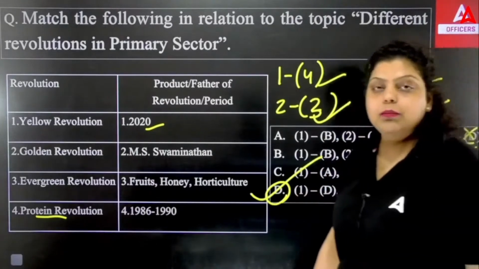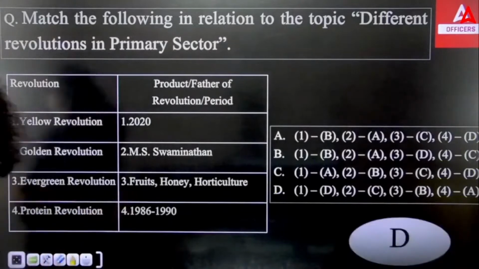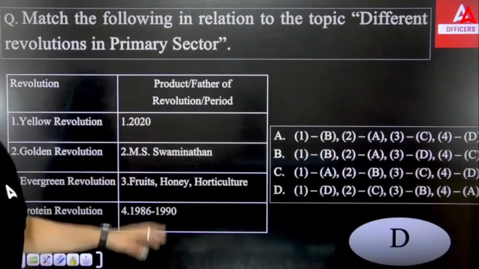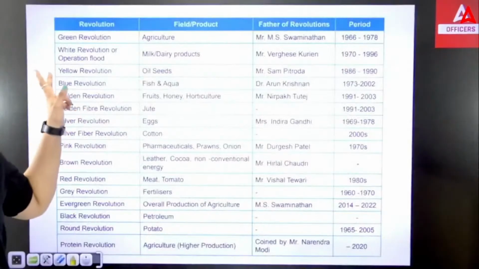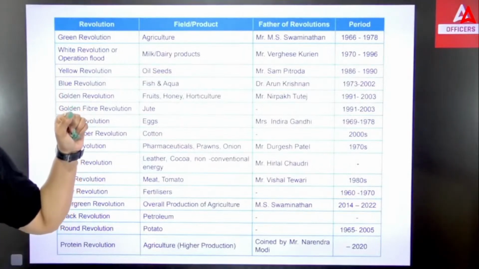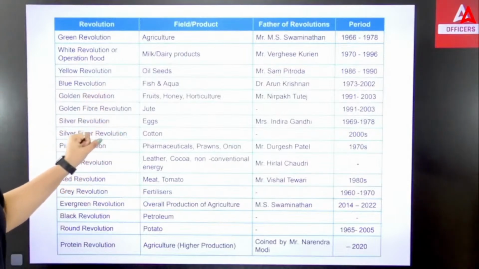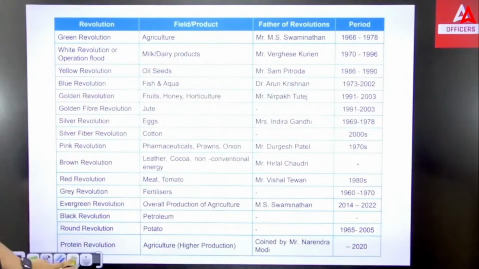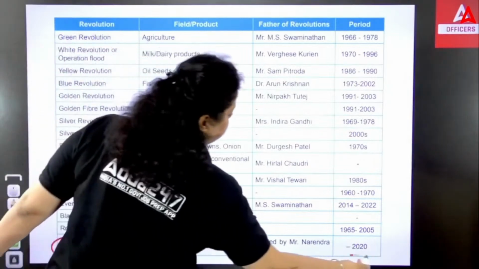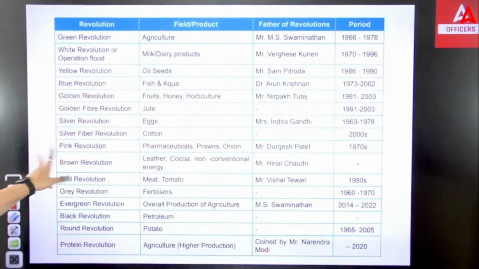So this is how you can match the following. You can answer the match the following questions, but first try to make the pair of the options. If you have a pair, you can easily find out the answer. So right answer will be D option. So these are the revolutions you have in front of you, and I have told you the protein revolution was introduced in 2020 by Mr. Narendra Modi. Clear?